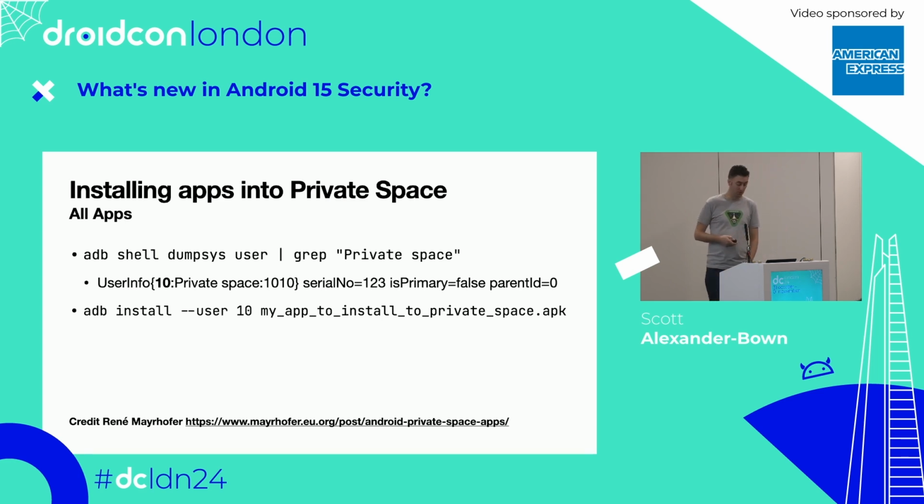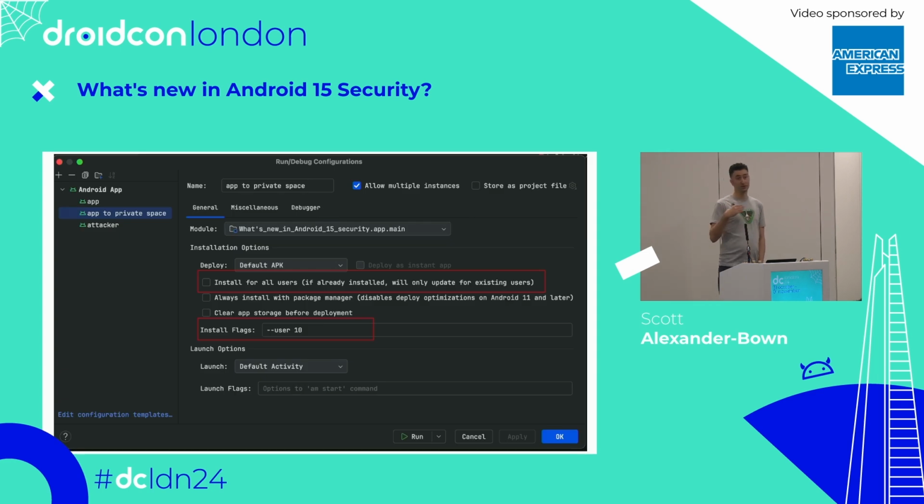Good post. You can also, in Android Studio, use the install to all users option, and alternatively the install flags. You can see that same user 10. So that's useful. Although I found during my testing, this didn't work every time. It was a bit flaky. I would be making some changes, deploying it, and the app installed into the main area was updated, but the private space wasn't. I don't know if that was to do with the Canary version of Android Studio, beta version of Android 15. But just be warned, it doesn't necessarily work every time.